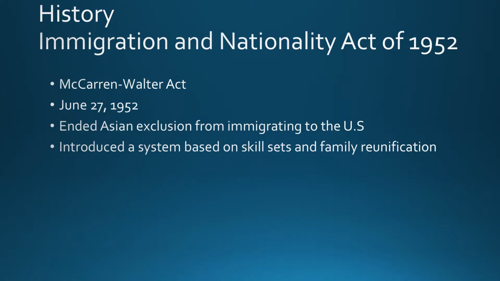The Act of 1924 led to the Immigration and Nationality Act of 1952, also known as the McCarran-Walter Act. This act ended excluding Asians from immigrating to the U.S. There were concerns that the quota system from the previous act favored immigration from Northern and Western Europe, and therefore created resentment against the United States in other parts of the world. But it should be noted, it also introduced a system of preferences based on skill sets and family reunification.